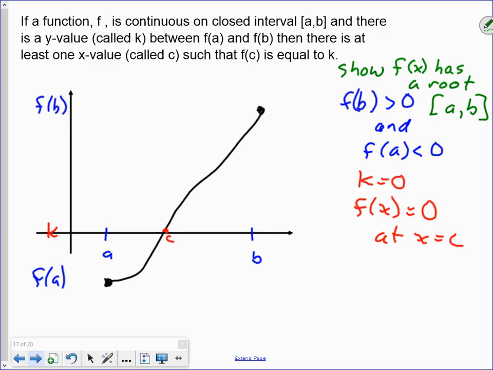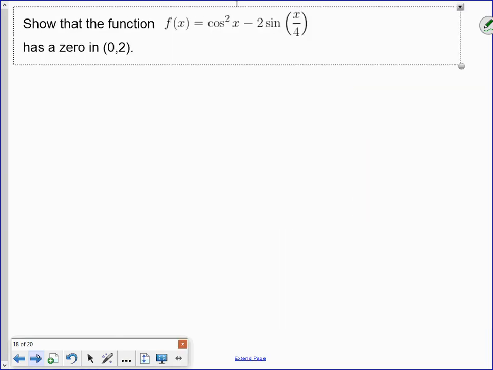So let's look at this in terms of a specific function. Show that the function f at x equals cos x squared plus cos squared x minus 2 sine x over 4 has a 0 on the interval from 0 to 2. First off, we have to notice that our function here is continuous. Why is it continuous? Well, the cosine function is a continuous function. Our sine function is also a continuous function. So combining two continuous functions together gives us another continuous function.